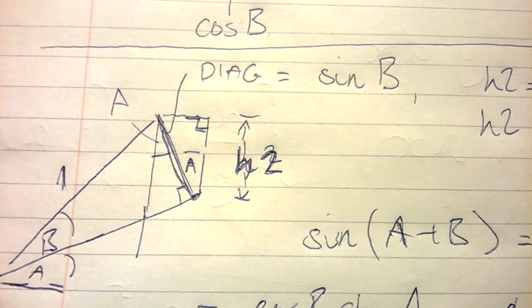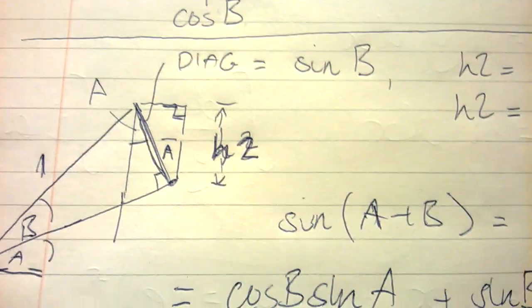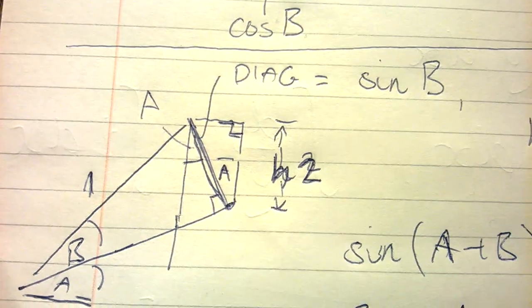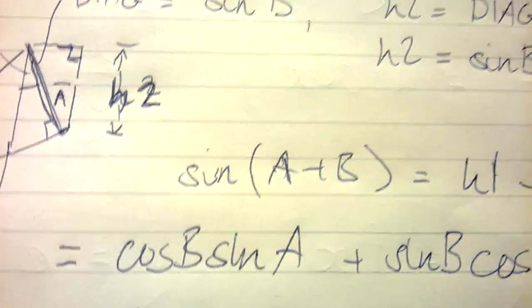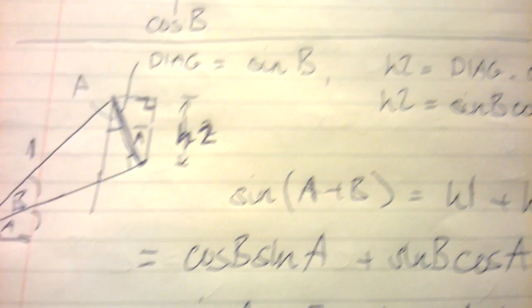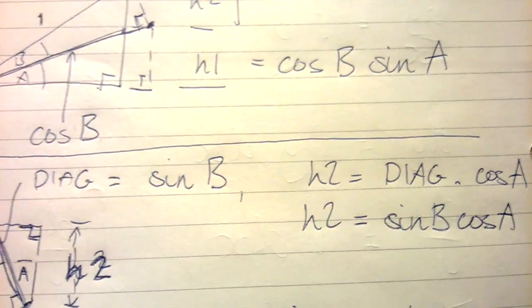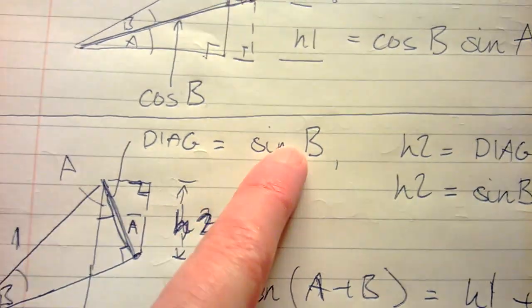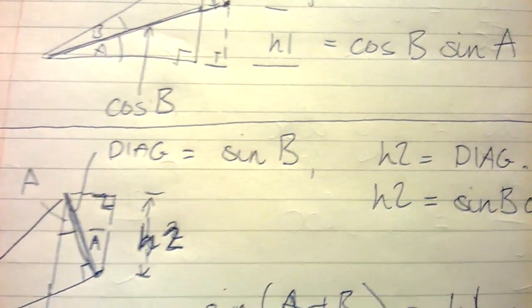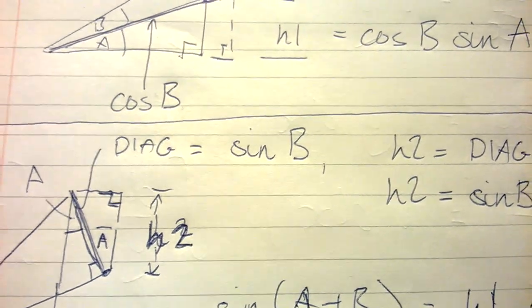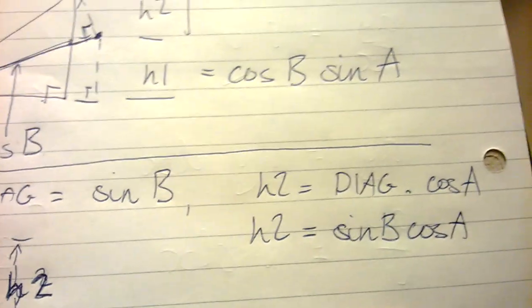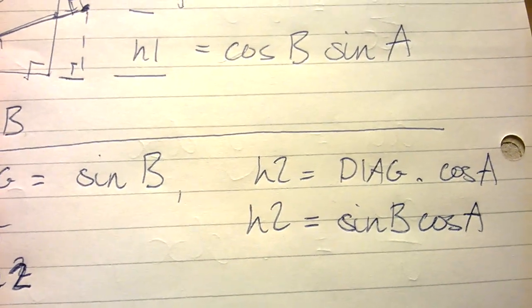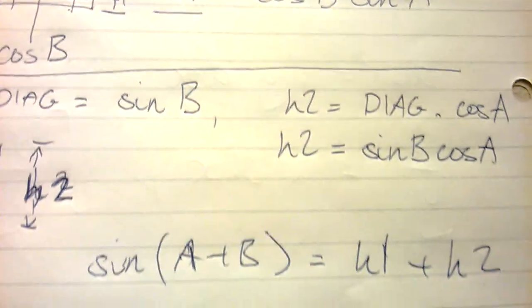So the diagonal itself is 1 times sine B. The diagonal is sine of B, because of that angle there. And then h2 is that diagonal times cos A. Because we know that diagonal is sine B, h2 is sine B cos A.